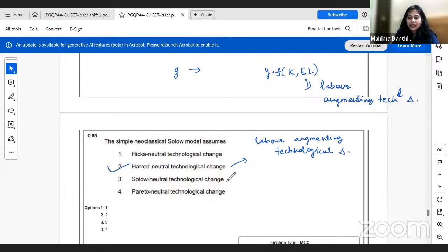Solow neutral, on the other hand, means capital augmenting technological change. So that's not something that we do. Pareto neutral, I'm not really sure what that is. So the answer out of all of this is Harrod neutral technological change.